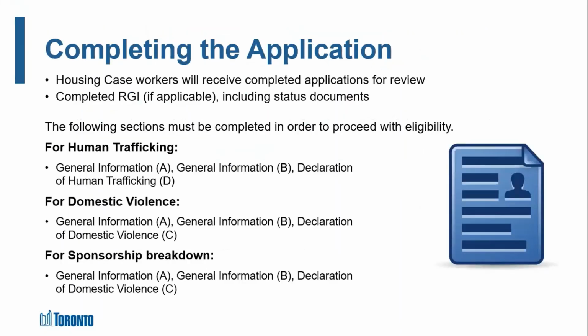Completing the application. There are different sections depending on what your applicant is applying for. So for human trafficking, the general information sections A and B, including the declaration of human trafficking, need to be completed. For domestic violence, again, sections A and B, and the declaration of domestic violence in section C are required to be completed. And for the sponsorship breakdown, again, the general information in sections A and B, and the sponsorship breakdown under section C need to be completed.